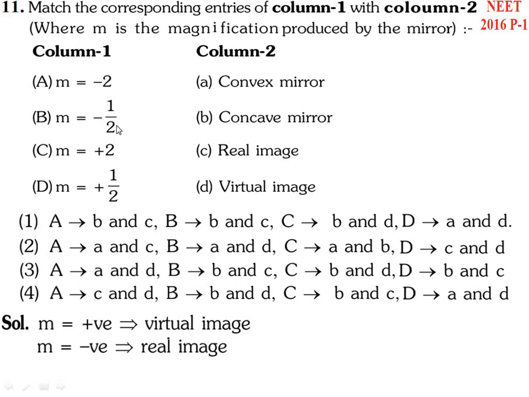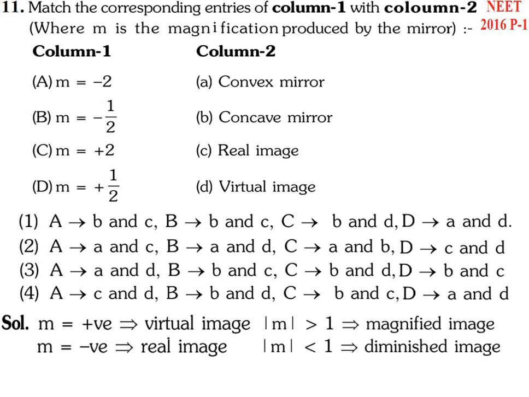Next, m is equal to -1/2. Magnification -1/2 is nothing but less than 1. Again, the magnification is greater than 1 for a magnified image, and it is less than 1 for a diminished image. Here m is equal to -1/2 means it is again negative, so it is for a concave mirror and real image. So A, -2, is for concave mirror and real image. B, -1/2, is again for concave mirror and real image.